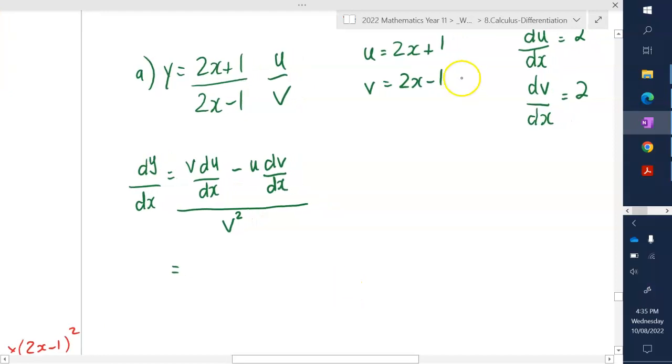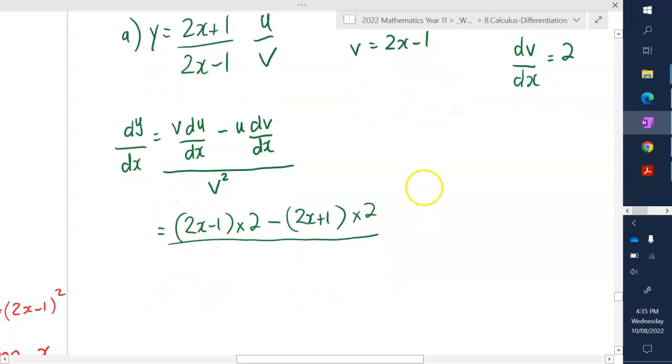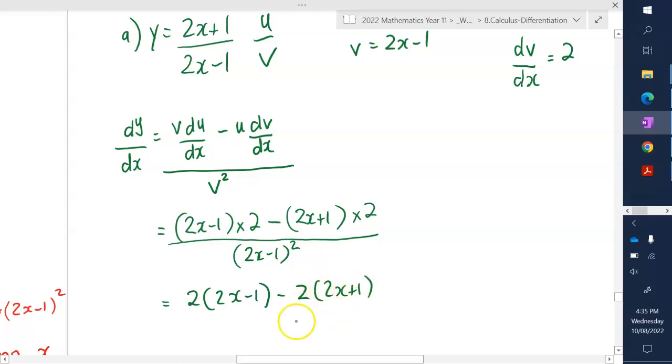Let's substitute in. Our v is 2x minus 1. Our du dx over here is equal to 2, so I'm timesing that by 2. I'm taking away my u, which is 2x plus 1, and I'm multiplying that by dv dx, which is also 2. And it is also over v squared, so I'm going to be squaring the 2x minus 1. Okay, let's neaten up that top row because the bottom row looks great. We've got 2 lots of 2x minus 1, minus 2 lots of 2x plus 1, and it is all over 2x minus 1 squared.